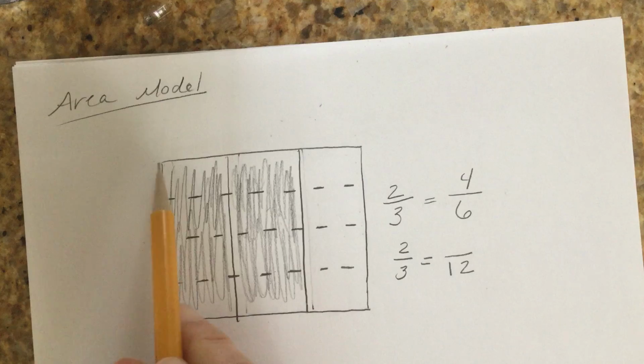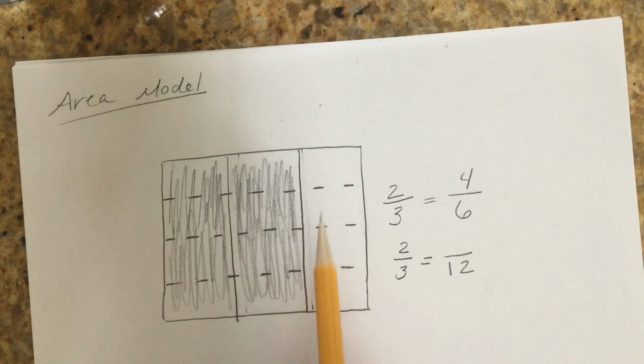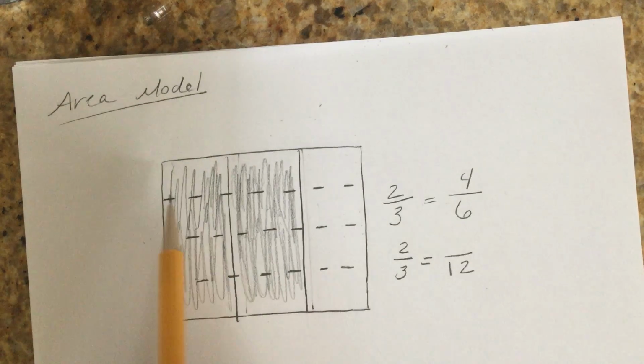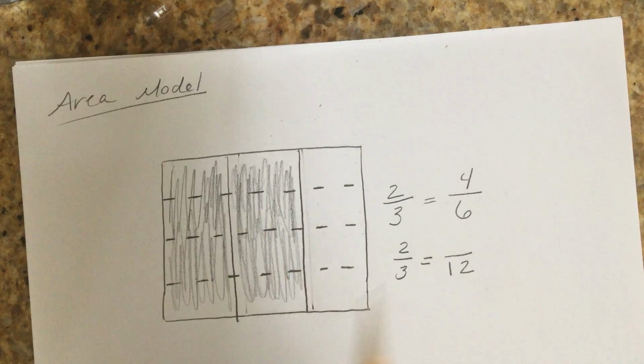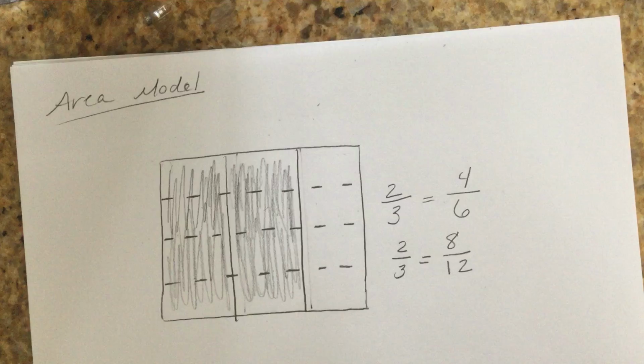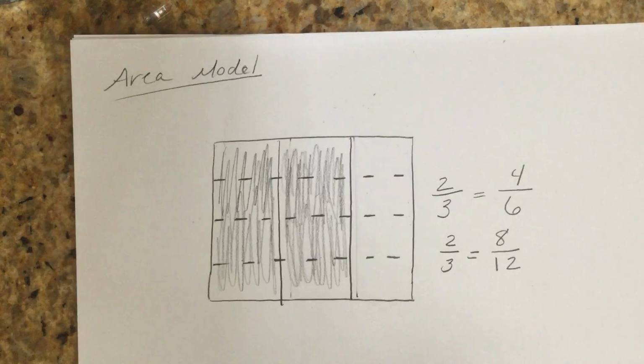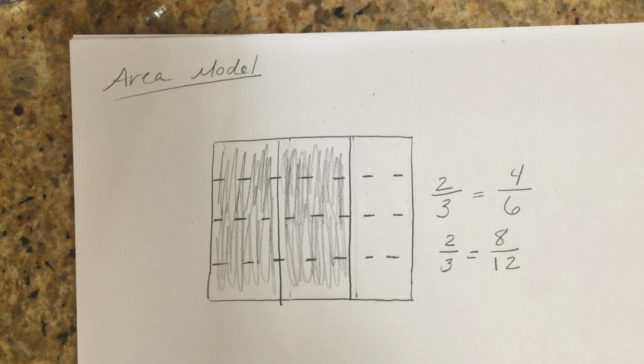And I can see that my original 2 thirds is equal to how many twelfths? Well, I've got 4 twelfths here and 4 twelfths here, so 8 twelfths. That's how the area model works.